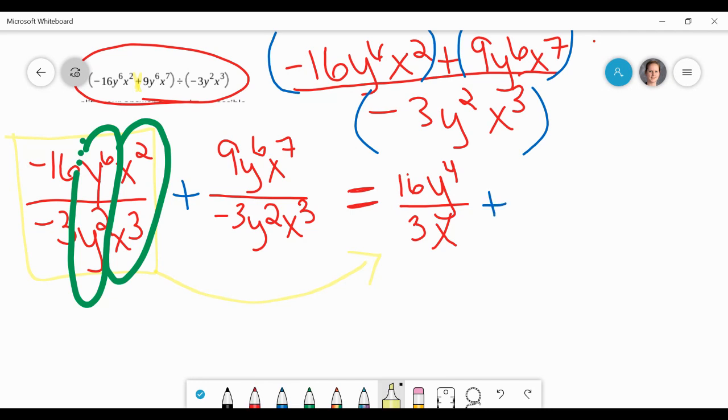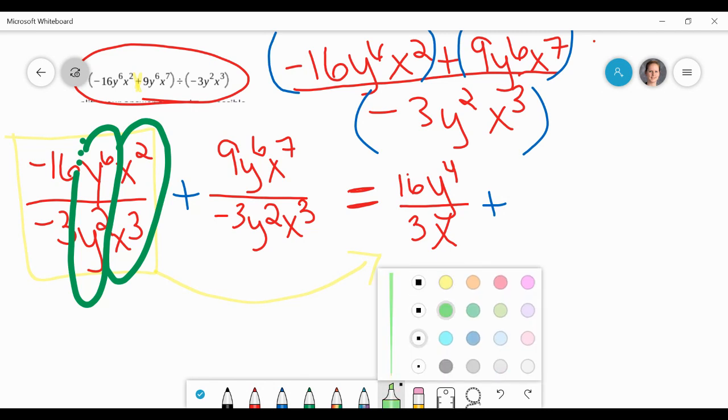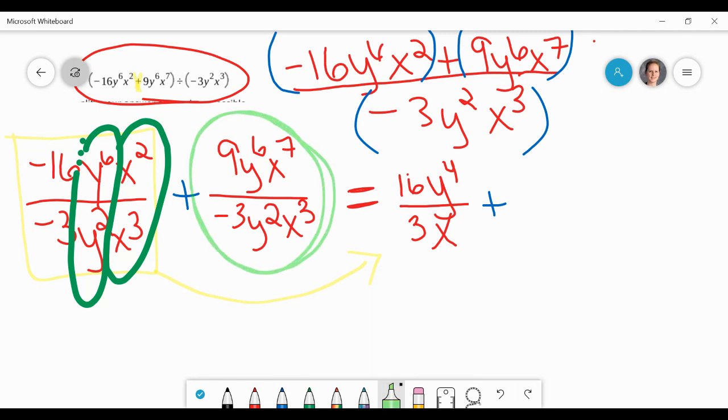And then I'm going to jump over to this term right here in the green. We circled it with the green, and we are going to simplify that. So 9 divided by negative 3 is negative 3. And then again, with our exponents here, we've got y to the 6th divided by y squared becomes y to the 4th. X to the 7th divided by x to the 3rd, 7 minus 3, again, would give us x to the 4th power. Okay, and we can't do anything else with this because notice the second term right here has no denominator, and the first term does have a denominator.